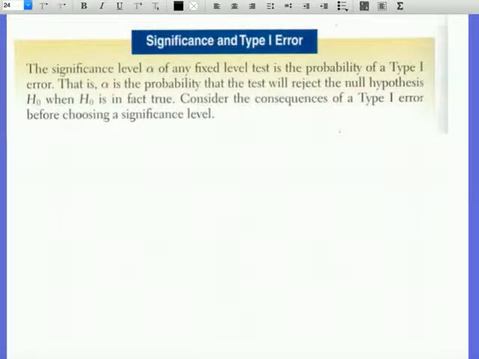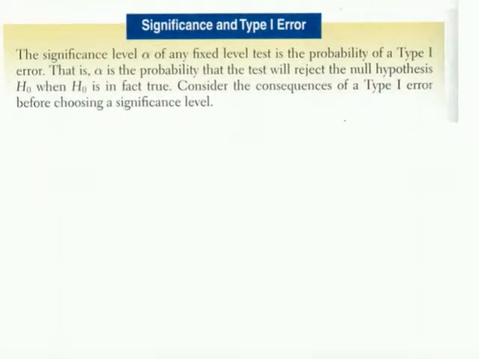So significance in type 1 errors. Significance level alpha of any fixed level test is the probability of a type 1 error. That is, alpha is the probability that the test will reject the null hypothesis when the null hypothesis is in fact true. Consider the consequences of a type 1 error before choosing a significance level.